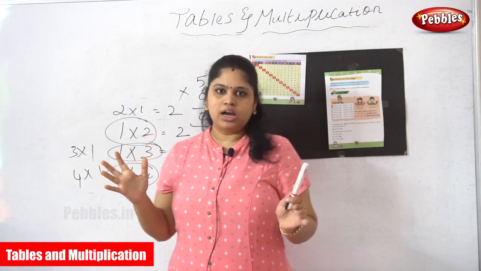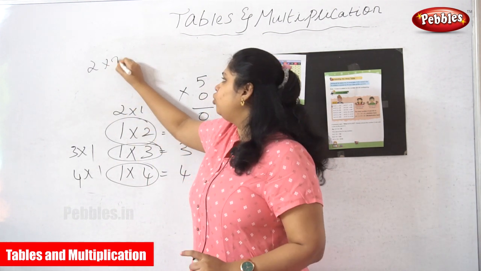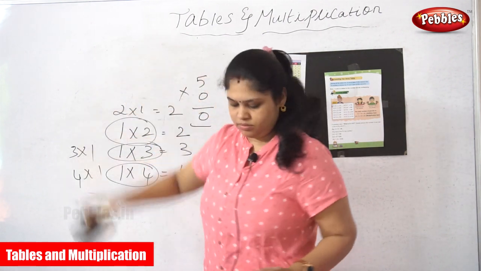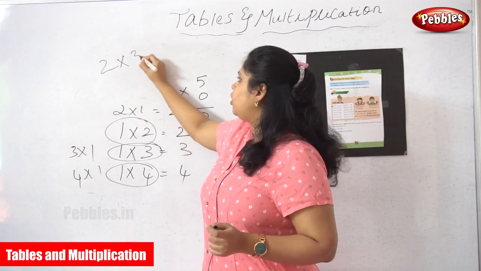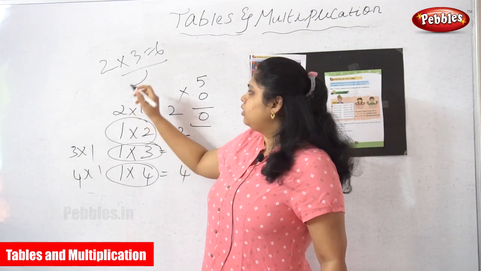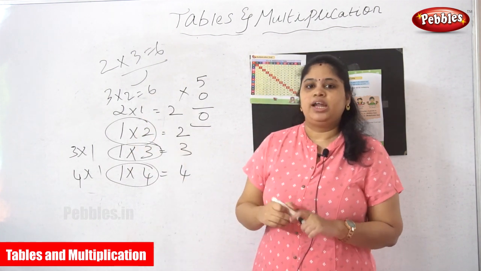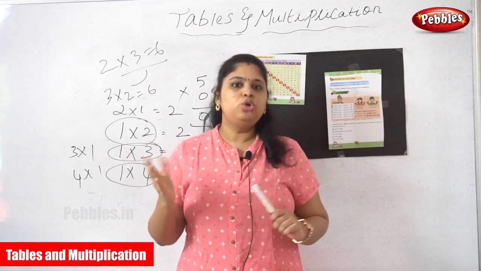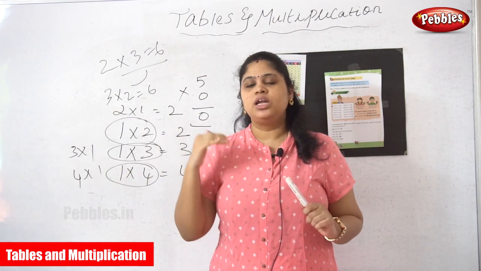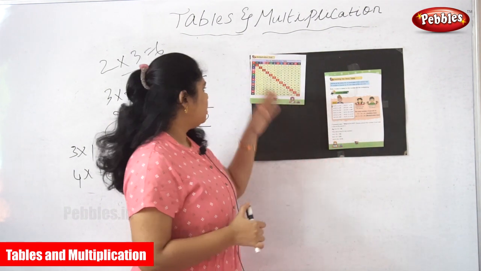This condition is not only for 1. For example, see here, 2 into 3 is equal to 6, isn't it? When it comes as vice versa, like 3 into 2, the answer will be 6. Whether 3 into 2 or 2 into 3, the answer will remain the same. There are no changes in the final answer. This is what we have seen in the multiplication grid.